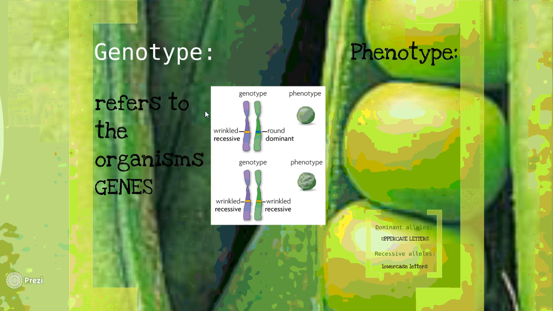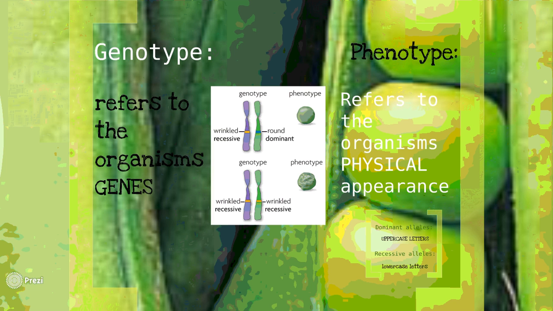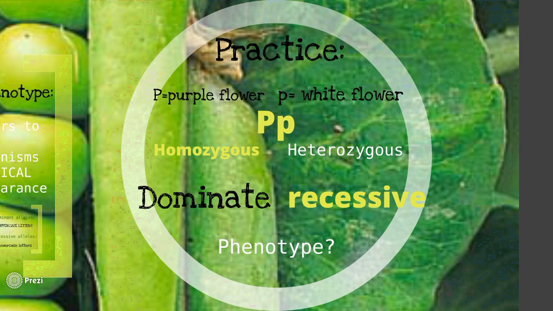Genotype refers to the organism's genes. We write those as letters. And phenotype refers to the organism's physical appearance, or how those genes make the organism look. So if we look at this, if big P represents purple flower and little p represents the white flower, is this genotype heterozygous or homozygous? What will be the phenotype of that organism that has that genotype?